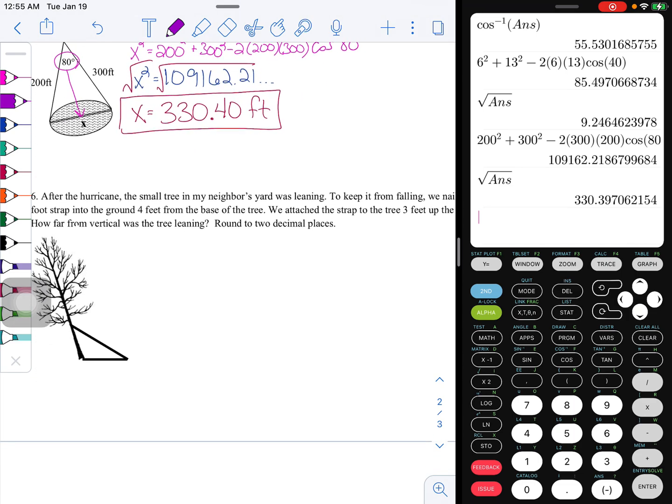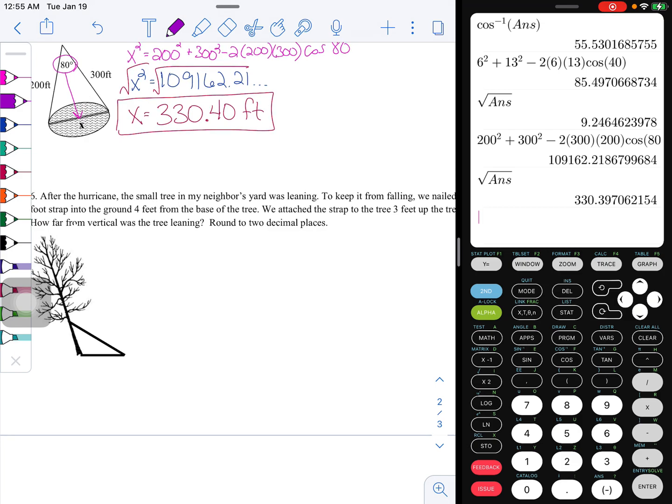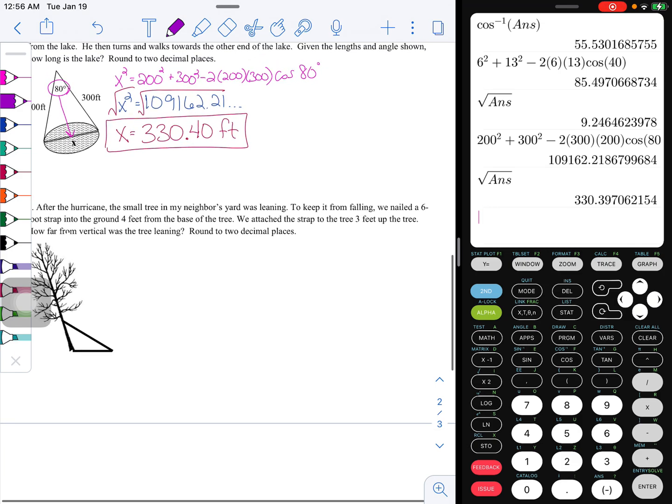All right. After the hurricane, a small tree in my neighbor's yard was leaning. To keep it from falling, we nailed a 6-foot strap into the ground. So we've got 6 feet here, 4 feet from the base of the tree. We attach the strap to the tree 3 feet up. How far from vertical is the tree leaning?